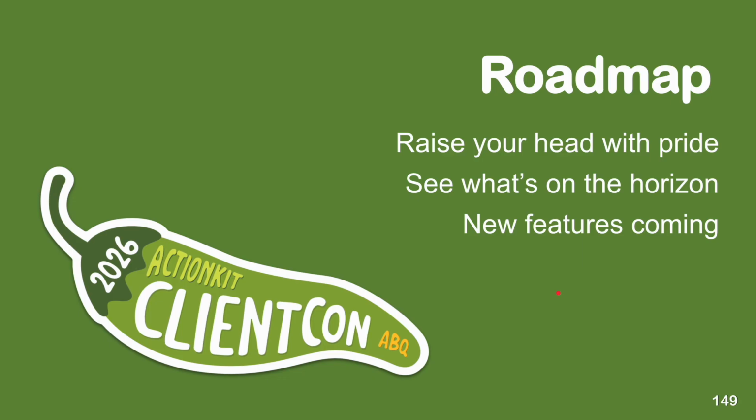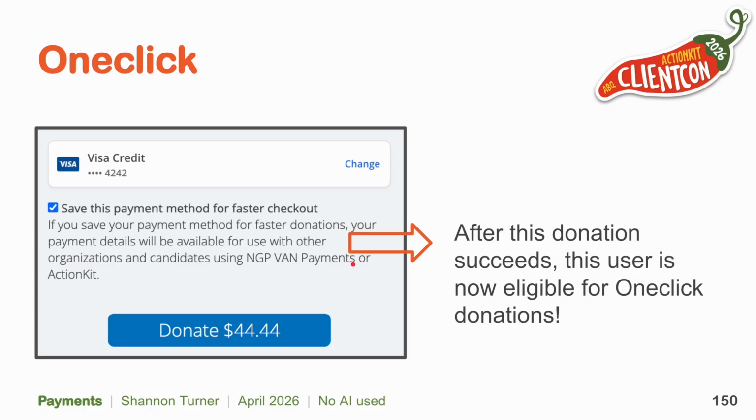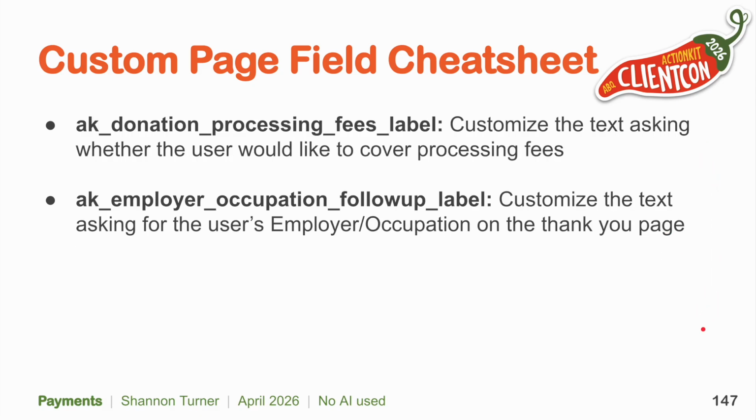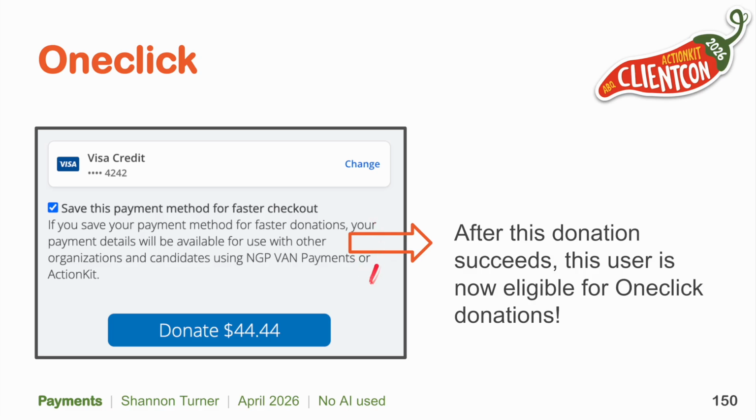Our final section is a sneak peek of what's on the roadmap, where you can see what we've been working on and what will be coming out very soon. This little checkbox that you see in this screenshot will allow us to save a user's payment method with ActionKit, which is going to make this user eligible for one-click donations, not through PayPal. So this is going to be really useful. You can also customize this language with the field that we saw earlier here. All of these custom page fields refer to this payment method checkbox.